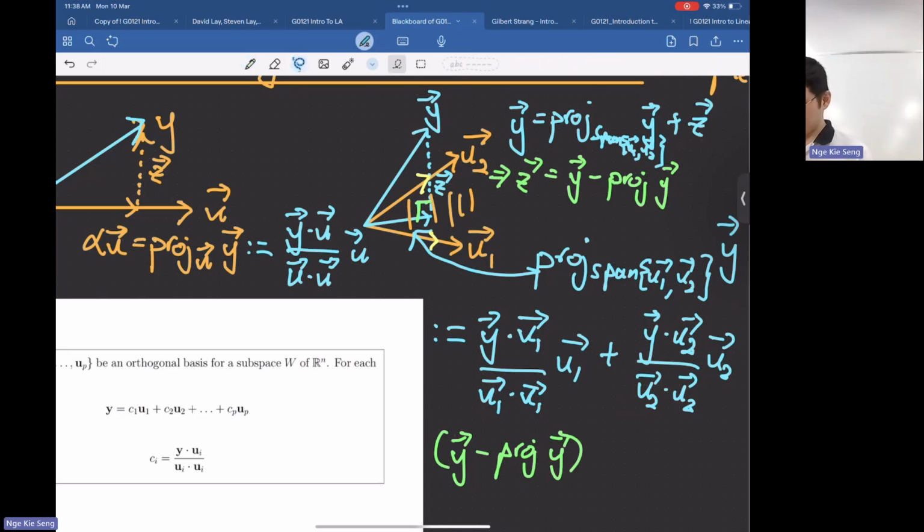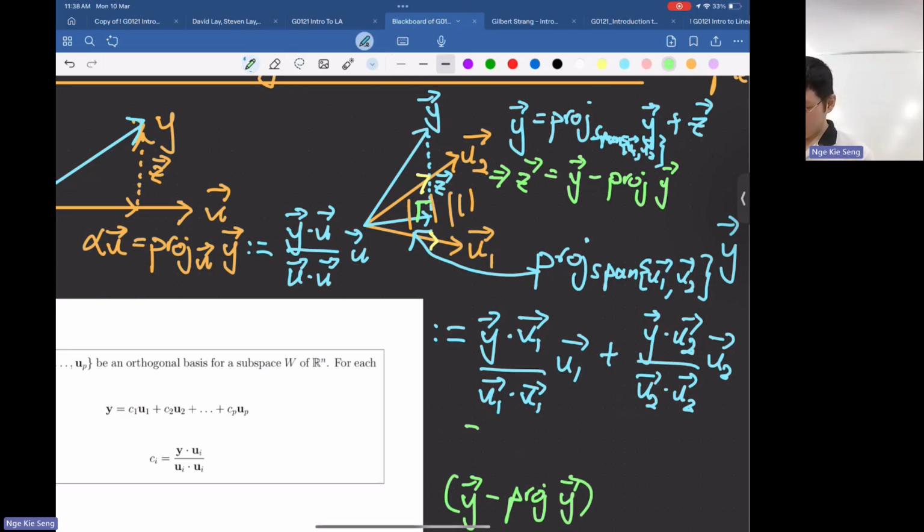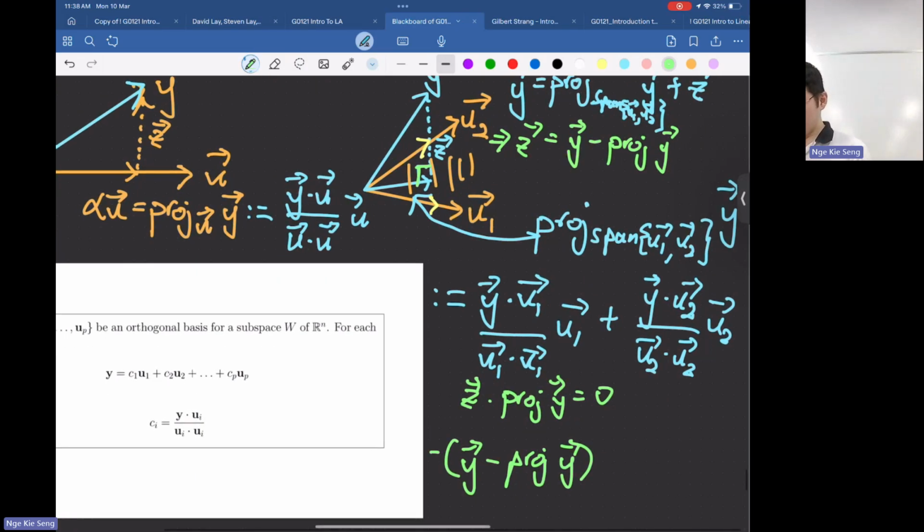Before that, my z dot with my projection should be 0, correct or not? We want this to be 0. So now, can you check whether y minus proj y dot with proj y is 0 or not? Is it 0?